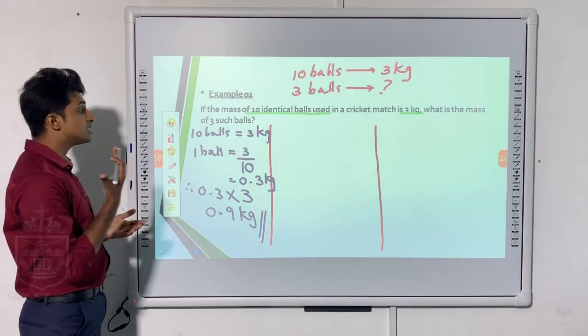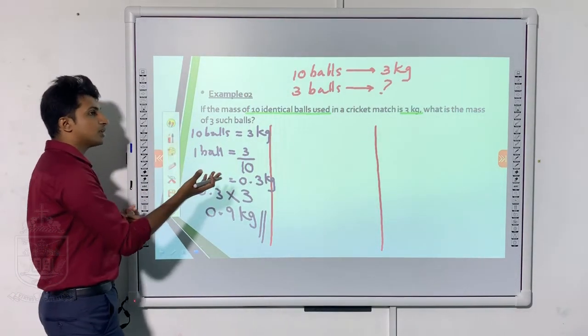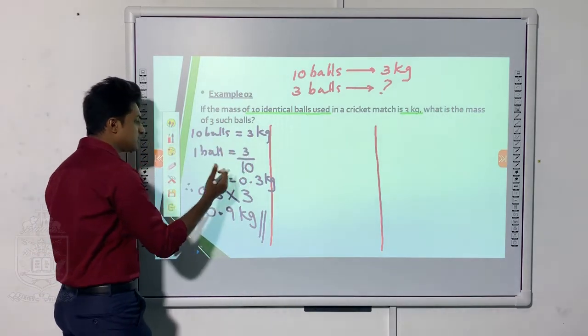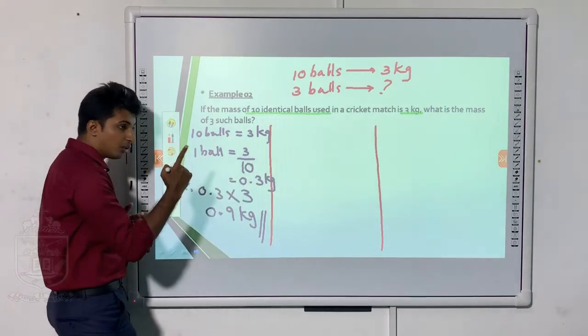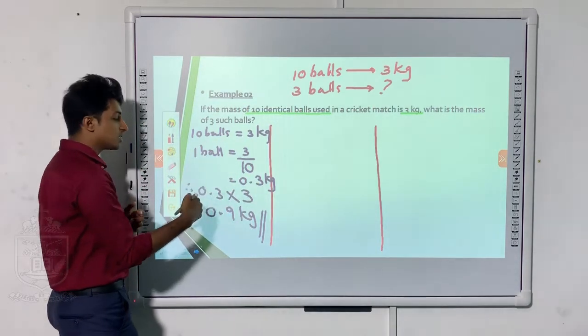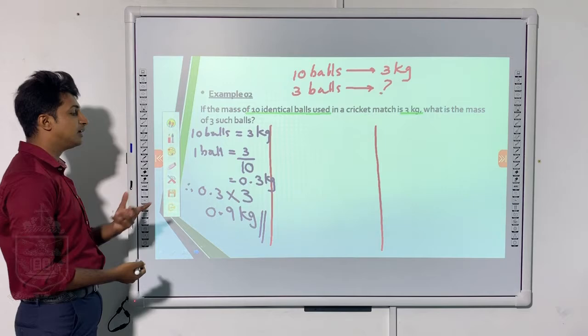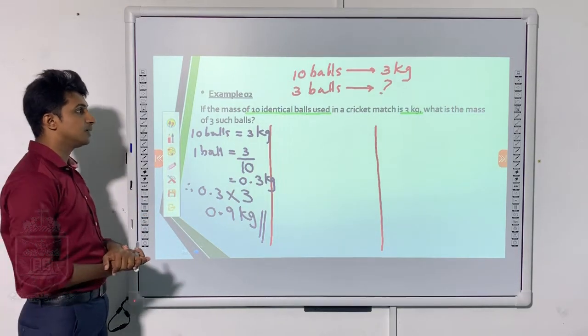For 10 balls, if it is 3 kilograms, then for 1 ball, how much? 3 should be divided by 10, you will get the answer. Then that value is for 1 ball, you have to check for 3 balls how much. So 1 ball into 3 value, then you will get 0.9 kg.